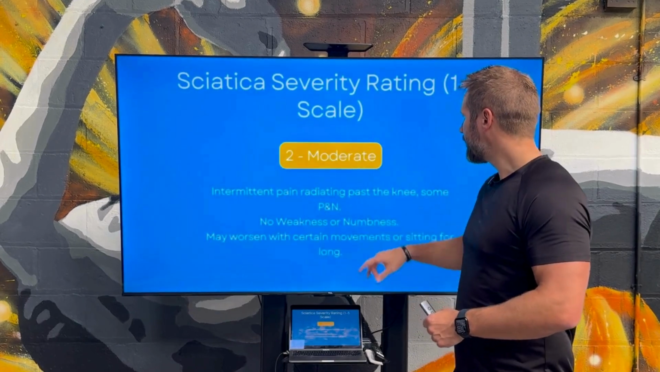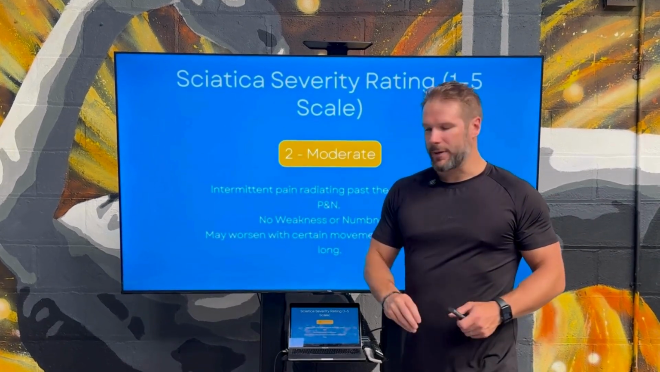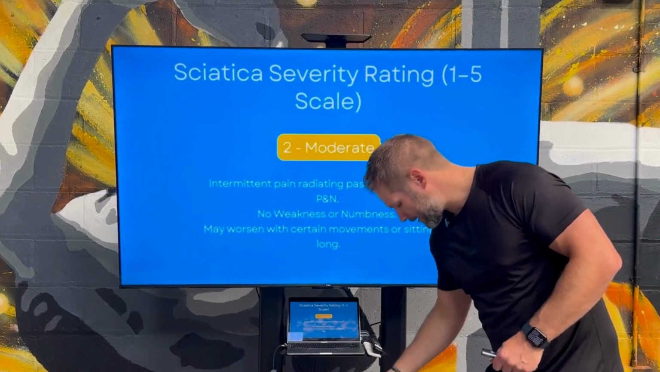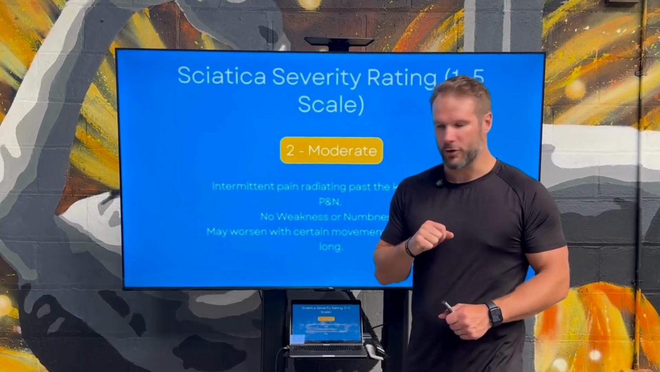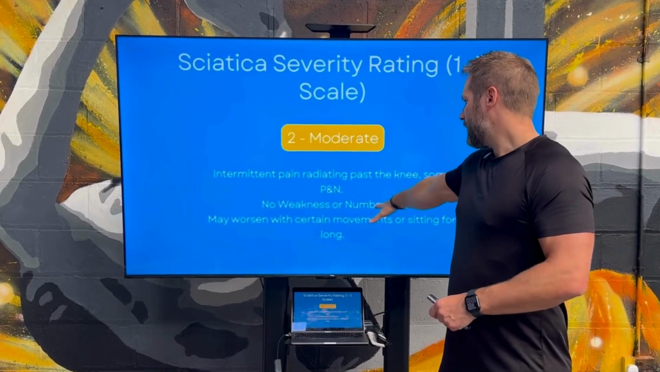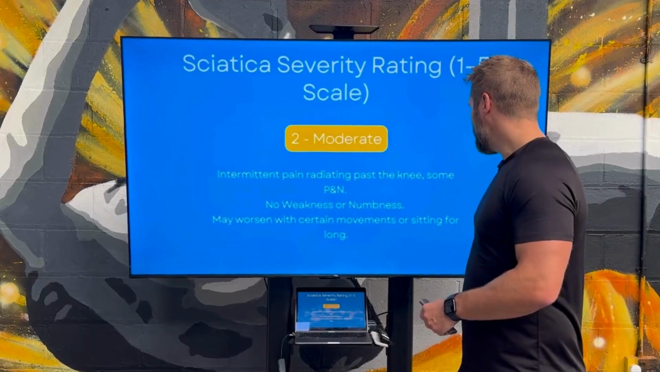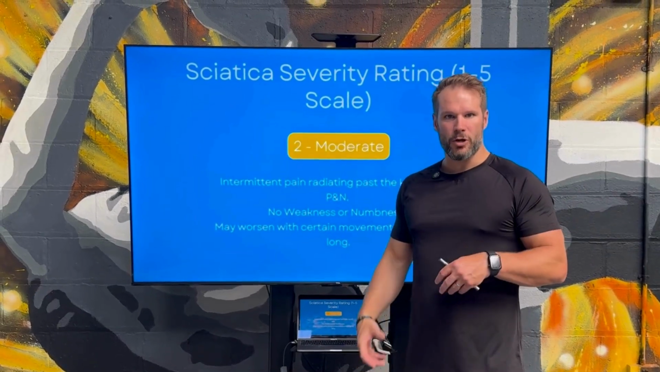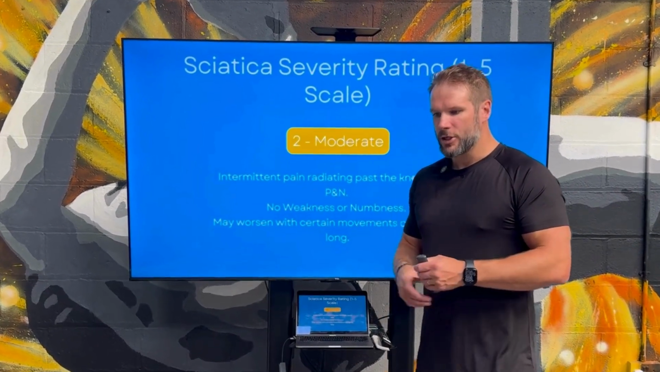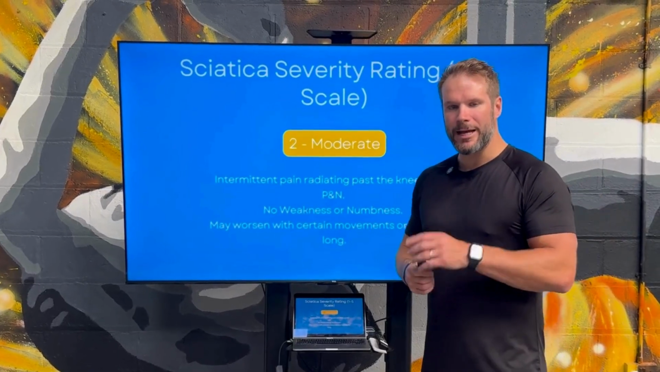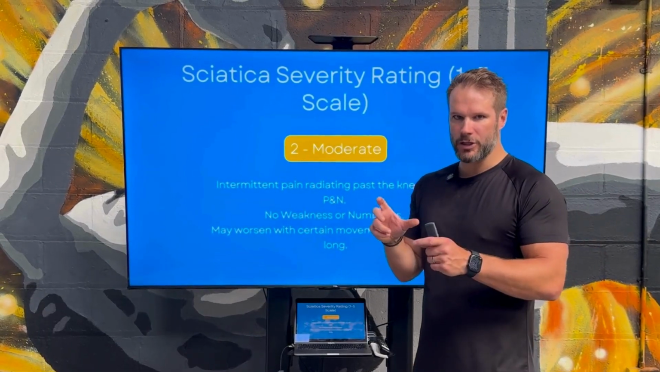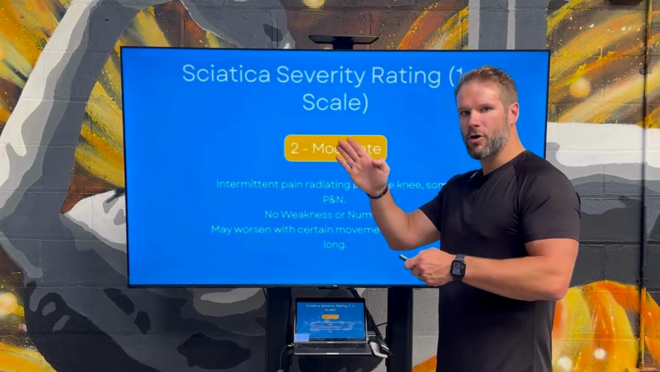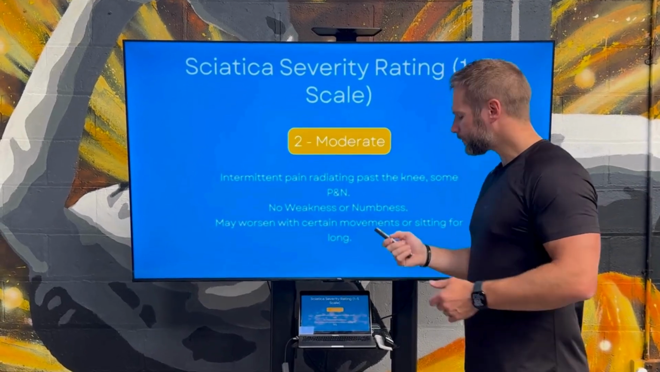Level 2 is moderate. So you have intermittent pain, but it does radiate past the knee, and you do get more pins, needles, and numbness in your foot. You have no weakness, but it may worsen with certain movements, especially sitting for too long in a certain posture. Okay, so that's moderate. So again, that may be the start of true sciatica, but it may be caused by other issues as well. But now you're starting to move along that severity scale.